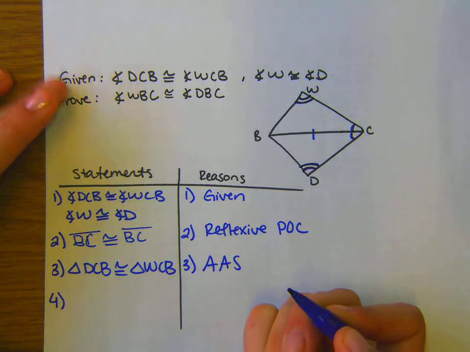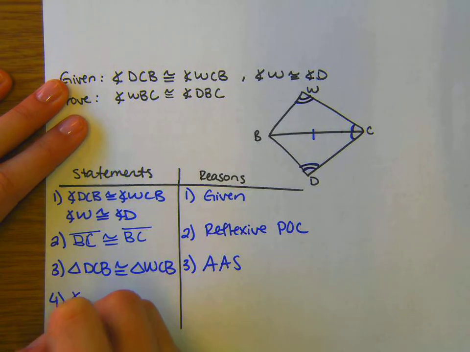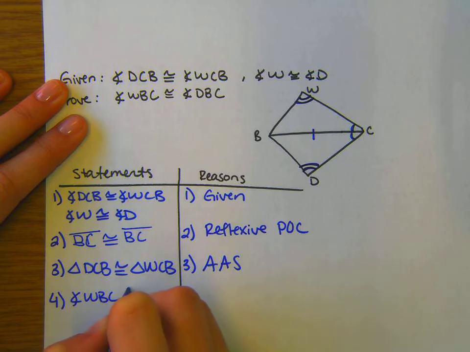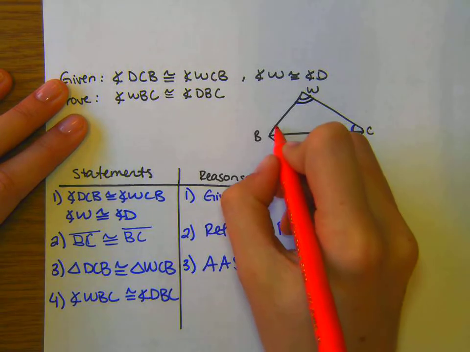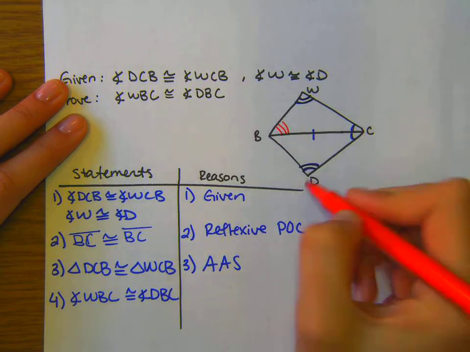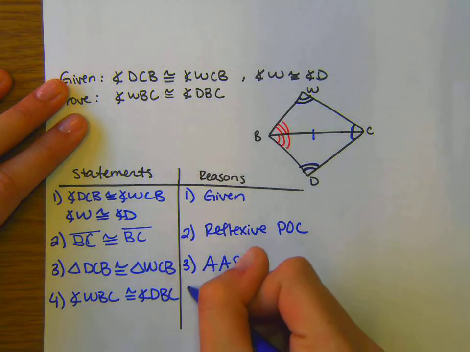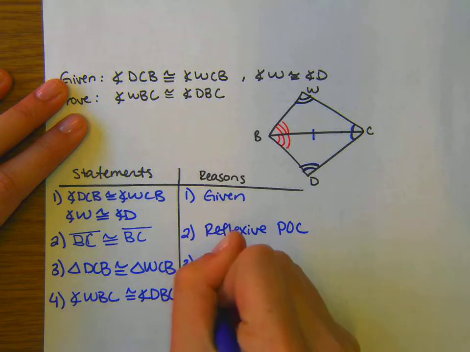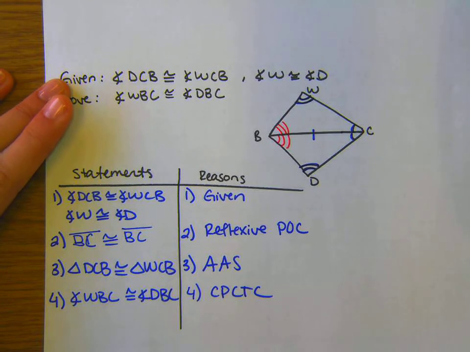And now that I've proven that the triangles themselves are congruent, I can prove that angle WBC is congruent to angle DBC. And those angles, WBC is this one right here, congruent to angle DBC. So now I've proven that those two angles are congruent, and my reason for this is going to be CPCTC. And use that abbreviation so you don't have to write the full corresponding parts of congruent triangles are congruent. And that is our completed proof.